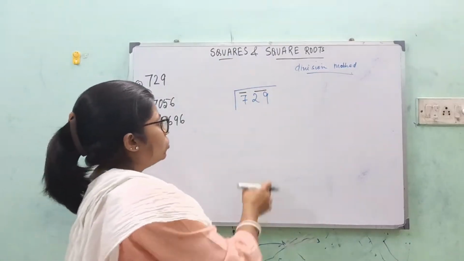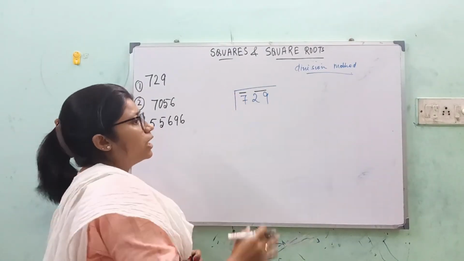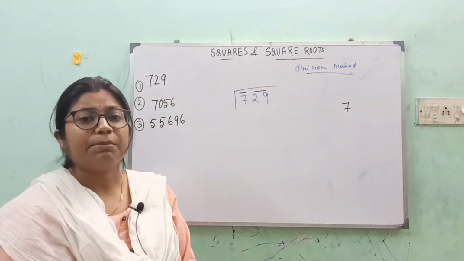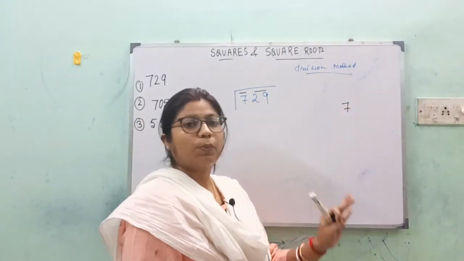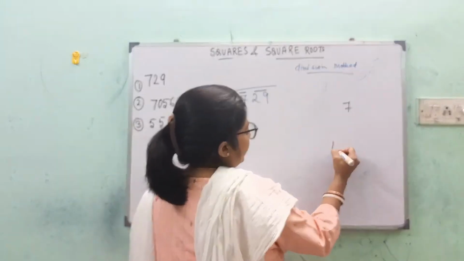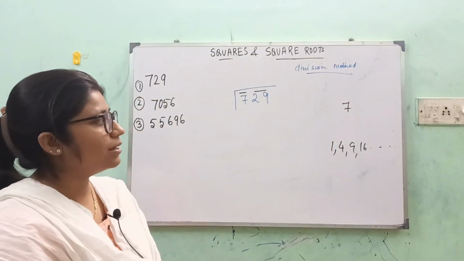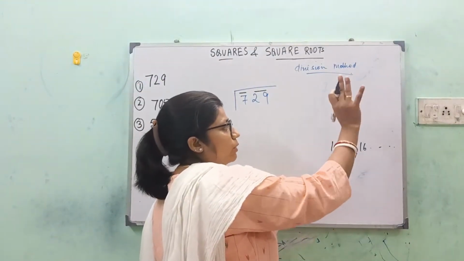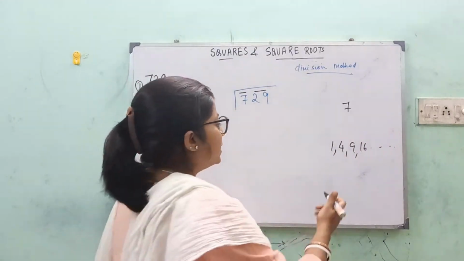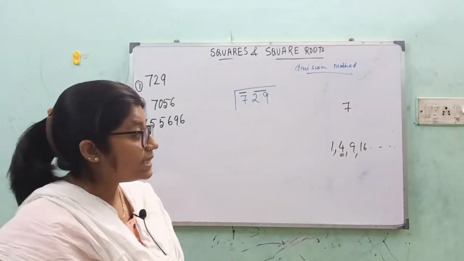Now how to go ahead with the division? Your first number that you will start working with is 7. Now tell me a perfect square which is either equal to 7 or less than 7. In the series of perfect squares, it is 1, 4, 9, 16 and so on. Equal to 7 it is not possible, there is no perfect square equal to 7. But we can see 4 is a perfect square which is less than 7.